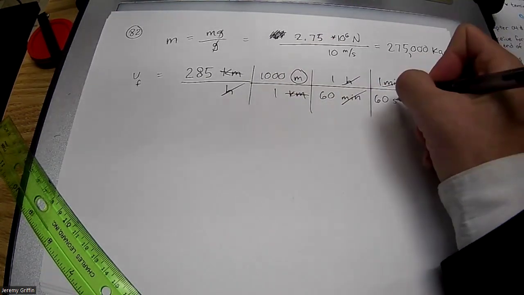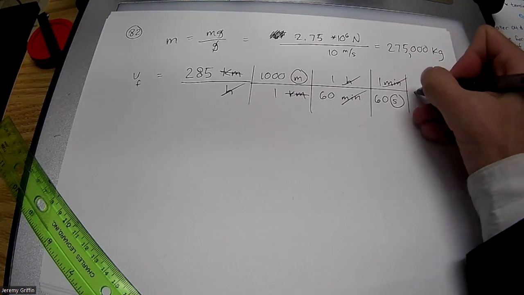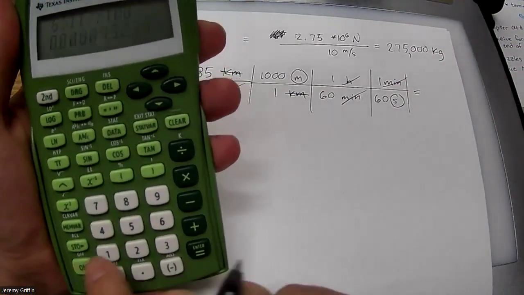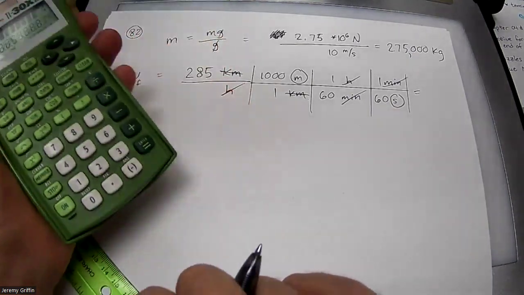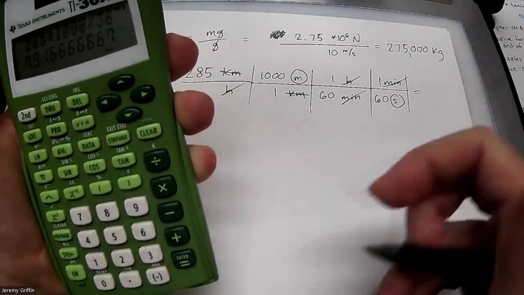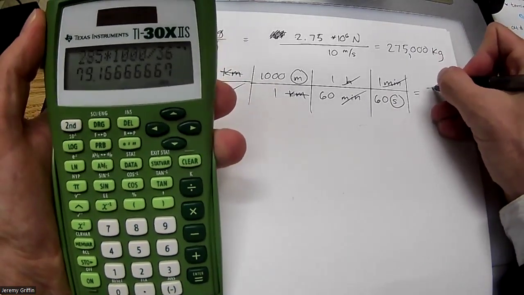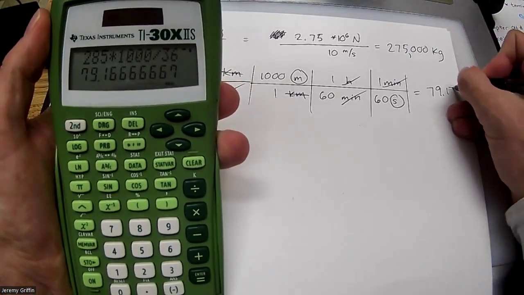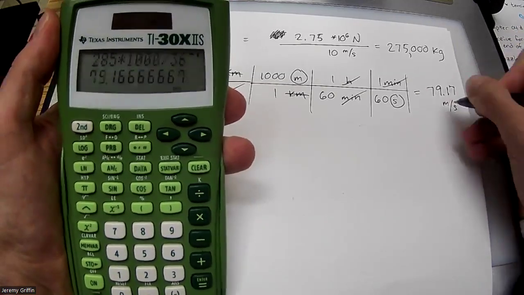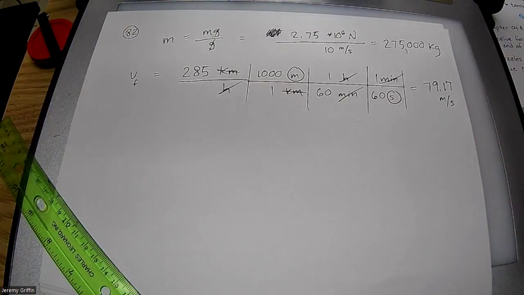Now look at the units left on the board. Meters per second. Let's put it all together. Right, calculator time. So take my 285 kilometers per hour times 1,000 over 3,600. I'm looking at 79.17. That's meters per second. Now, realistically, that's too much precision. That's okay. I'll save my rounding for the end.